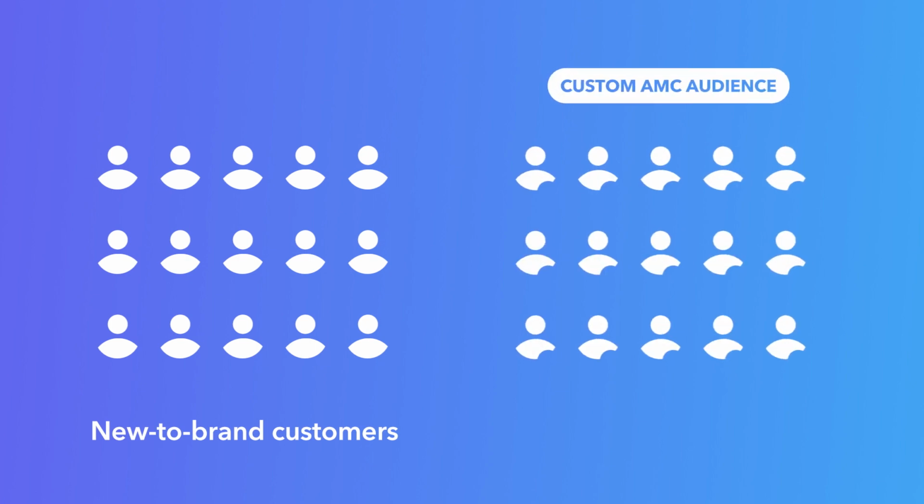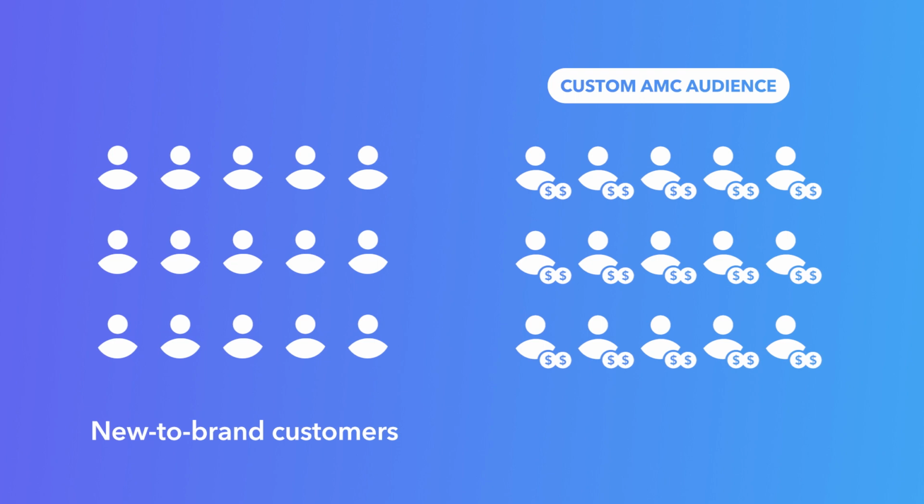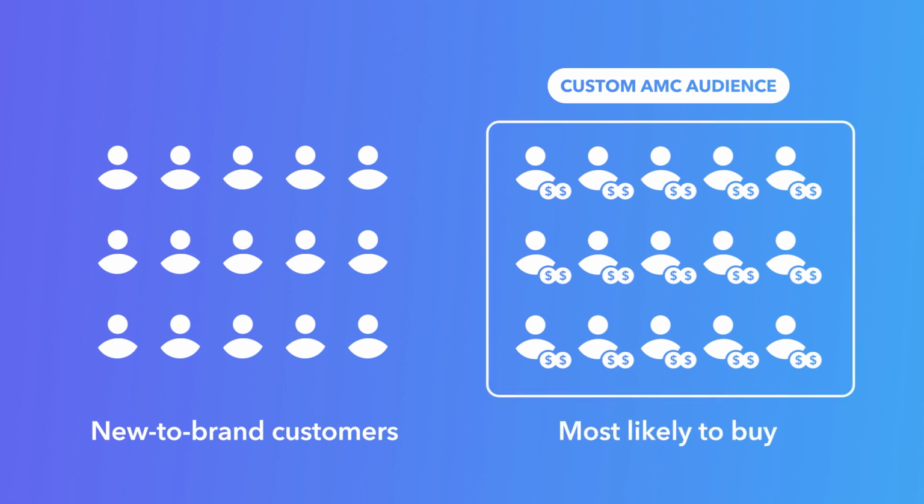For example, maybe you've identified a product that doesn't perform as well with new-to-brand shoppers. Instead of promoting that product to new shoppers, you can build an AMC audience targeting high LTV customers who have already purchased 2 of your brand's products, but not the product in question. That way, you can focus your advertising on the audience that is most likely to buy, which will improve the profitability of your campaign.